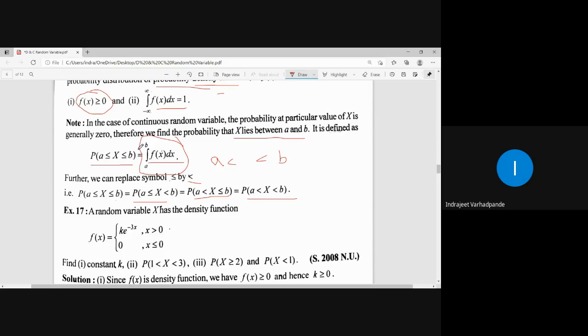Is this point clear? Yes, sir. Yeah, noted up to this. Yes, sir.